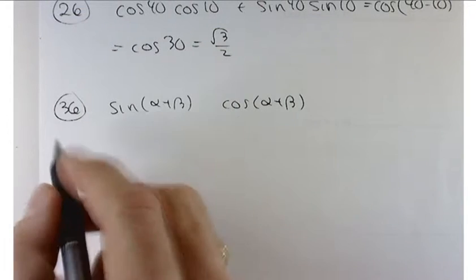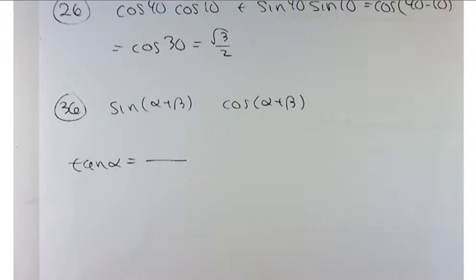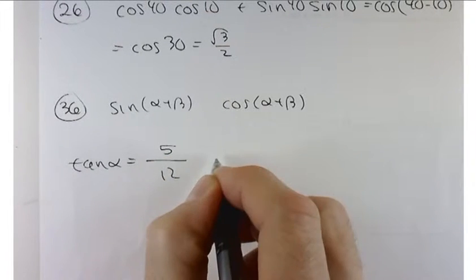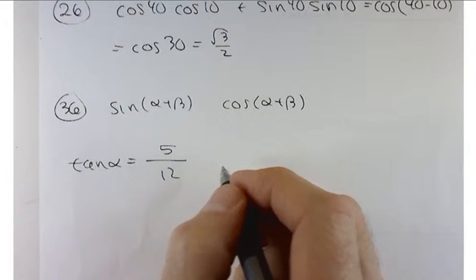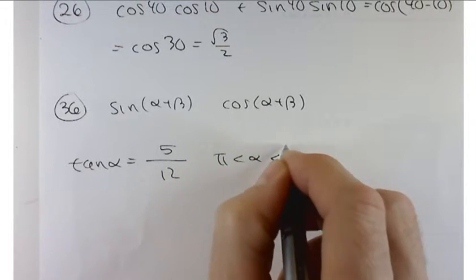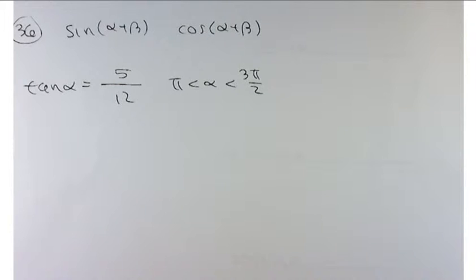So in problem 36, they start by telling us a couple things here. They tell us that the tangent of alpha is 5 over 12, and that alpha is an angle in the third quadrant. In other words, pi is less than alpha is less than 3 pi over 2. Okay, let's see if we can draw this angle.